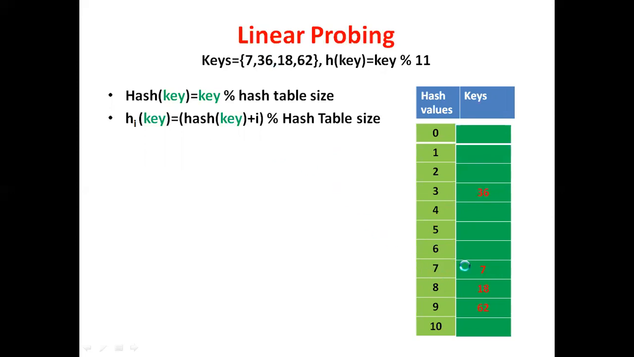But 7 is already filled by 7. We go for the next bucket, because the 8th bucket is empty, you can insert 18 there only. Again check 62. 62 modulus 11 gives the same value, 7 only. So how to insert 62 into the table? 7 is already filled by 7. Go for the next bucket, 8. 8 is already filled by 18. Go for the next bucket, 9. That bucket is empty. There you can insert 62. So this is a shortcut way you can insert keys into a hash table by using linear probing to overcome the collision.